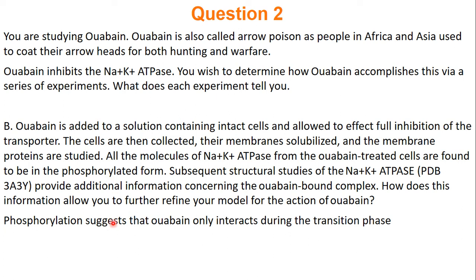But just from this information without looking at the protein, we know that since we are only interacting with the phosphorylated form, we're interacting during the transition phase. That is, it's probably E1 phosphate. That is the form of the enzyme that this poison inhibits.